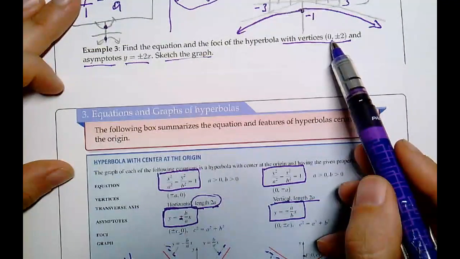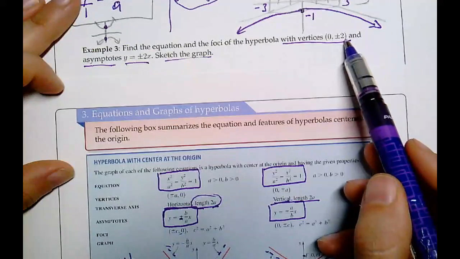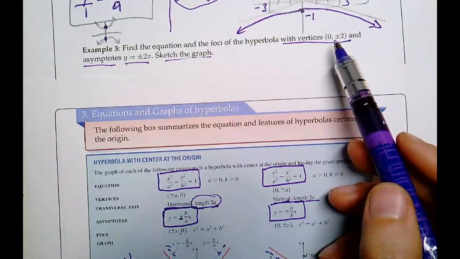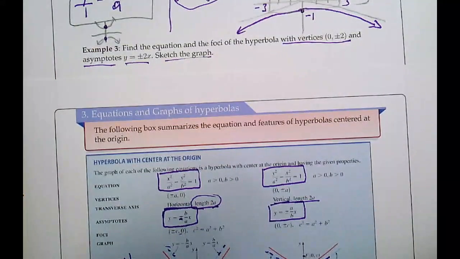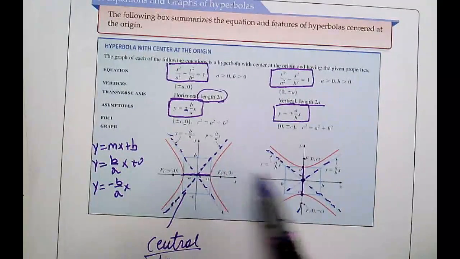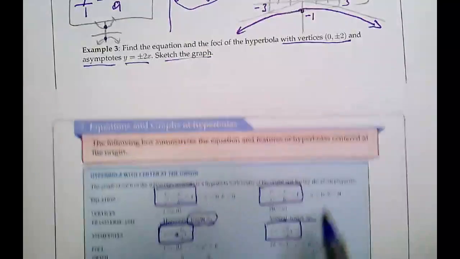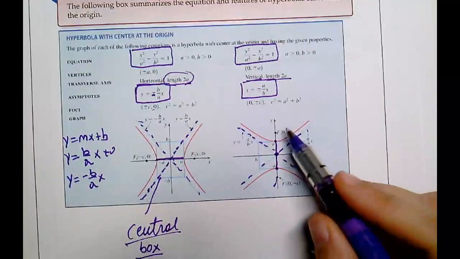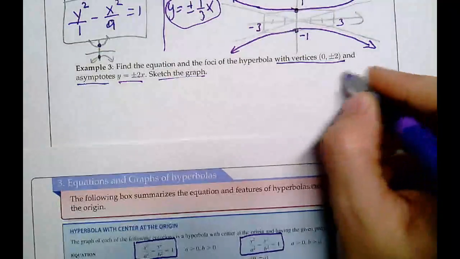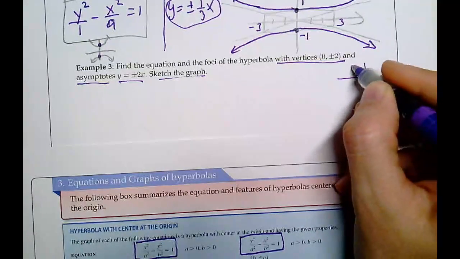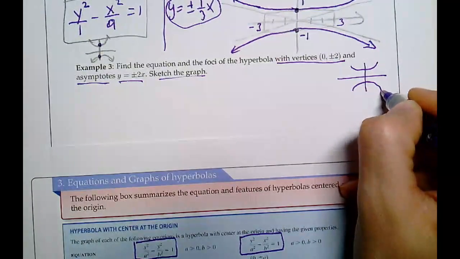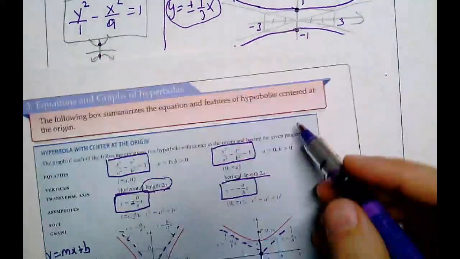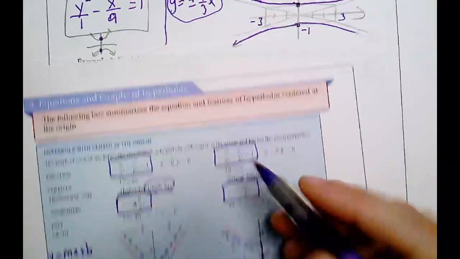So the vertices are 0 plus or minus 2. Are the vertices on the x-axis or on the y-axis? Well, the x-coordinate is 0 and the y-coordinate is plus or minus 2. So we're going to be in this case. We're going to have to find the equation of a hyperbola that is like this. So the equation that we're looking for is of this type.